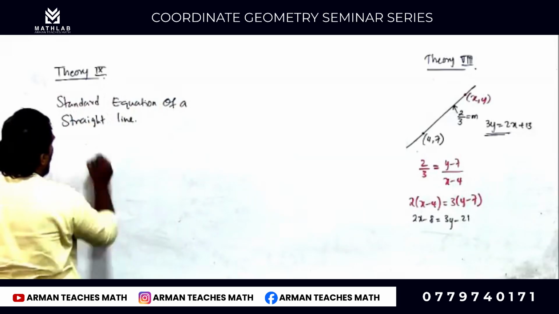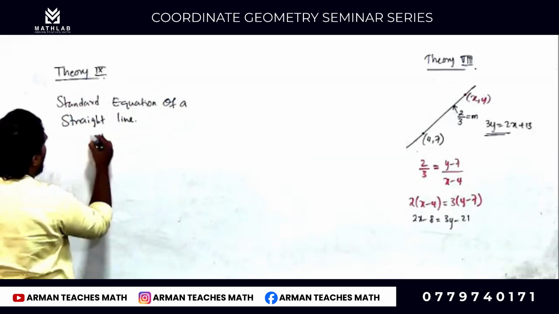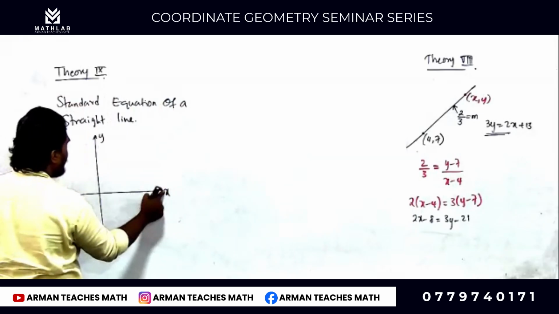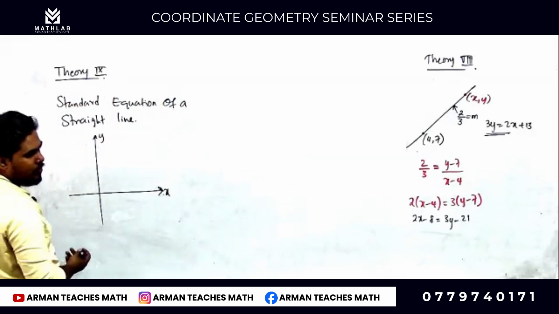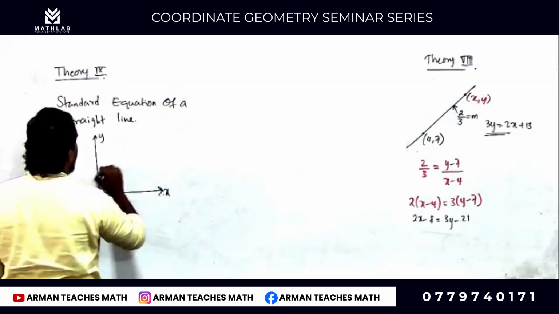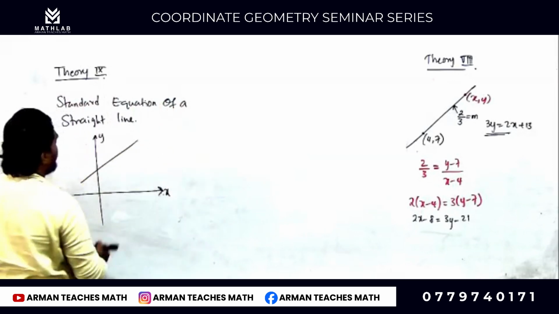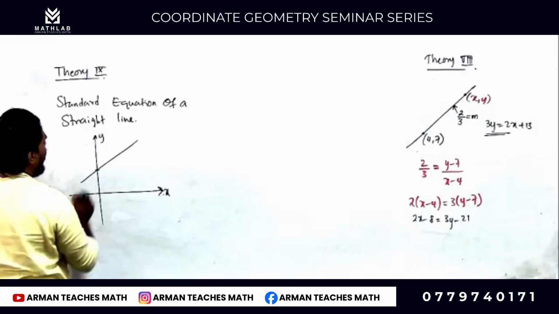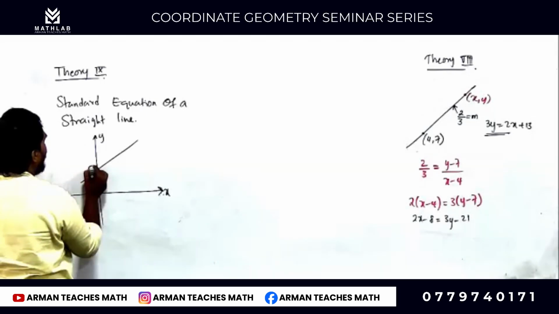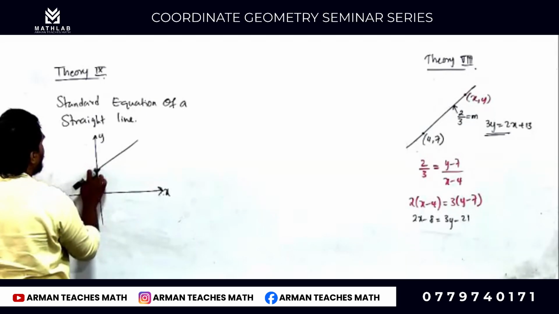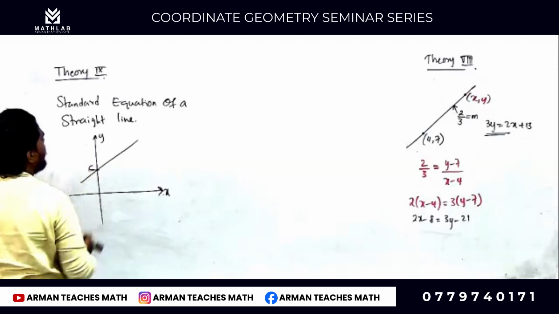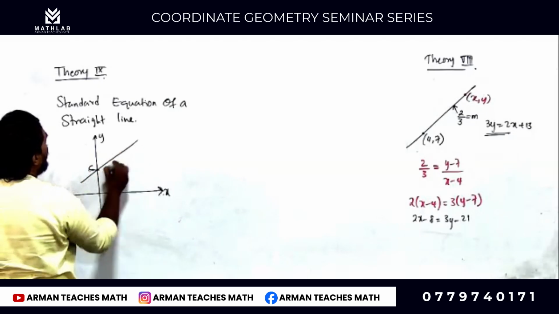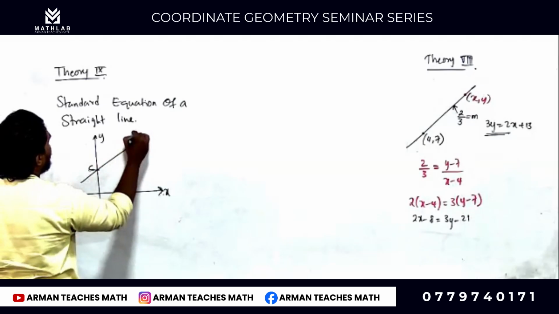So let's say you have a straight line segment on the Cartesian plane, the xy coordinate plane. We have a straight line segment that goes like this. It intersects the y-axis at point C. We'll take that point C, and then the gradient of this line is given as m.